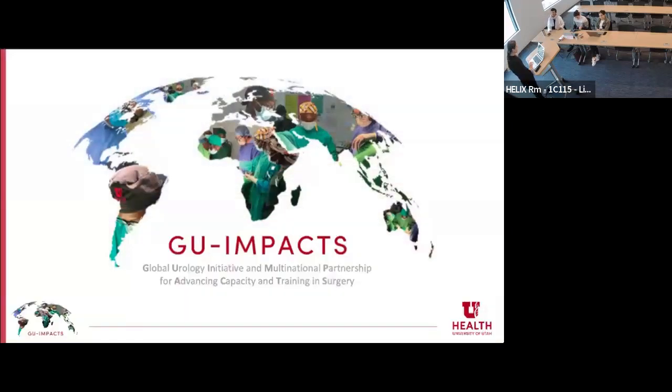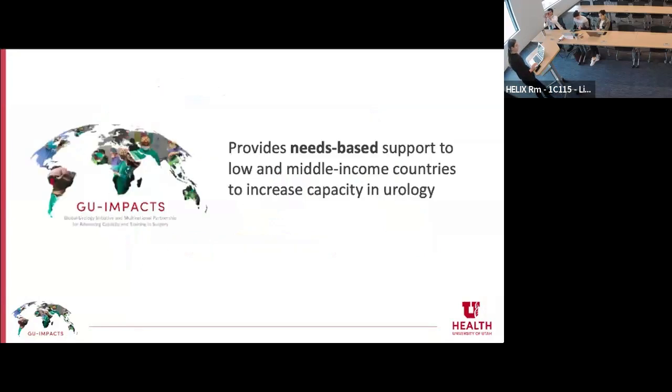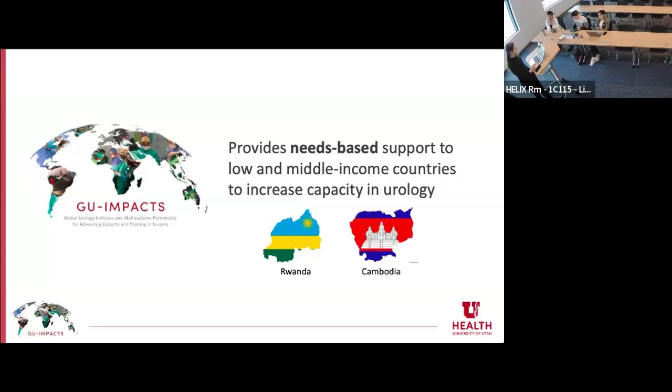Great. All right, so as Dr. Jayaraman mentioned, GU Impacts is a new urology initiative that I started here at the University of Utah with Dr. Myers, who's our division chief of urology, last year. And even though we founded it here, it's actually designed to be a multi-institutional organization that is designed to provide needs-based support to low and middle income countries to increase capacity in urology. We currently have 2 program sites where we're working in partnership with the local national urologic associations there, the first in Rwanda, and the second, which is a new program in Cambodia.